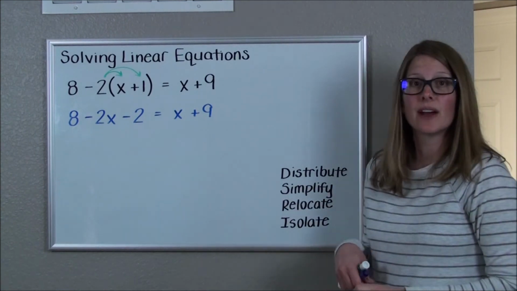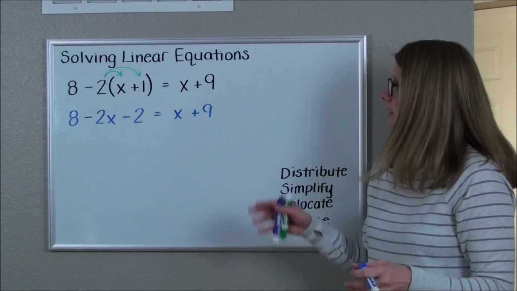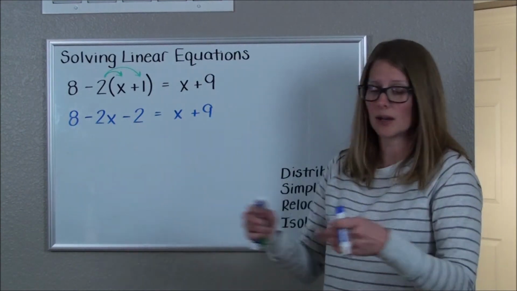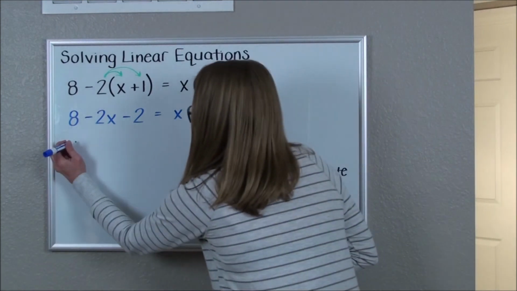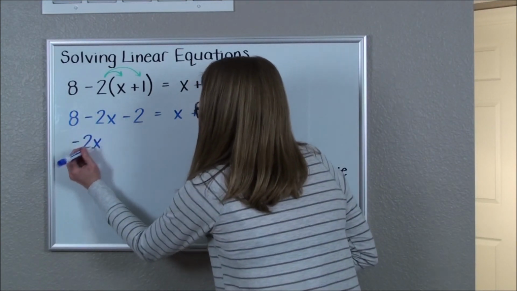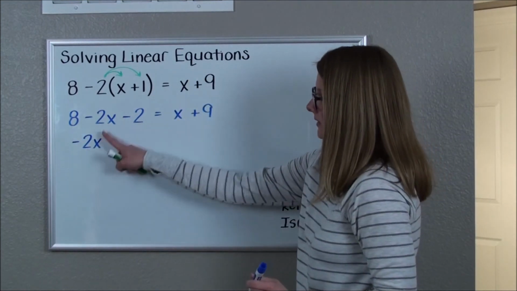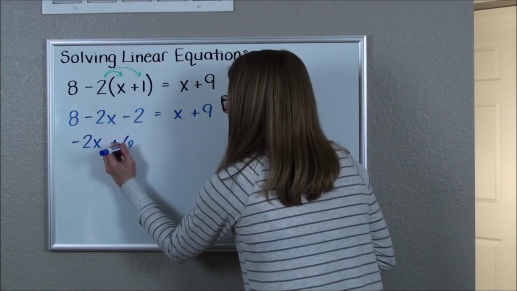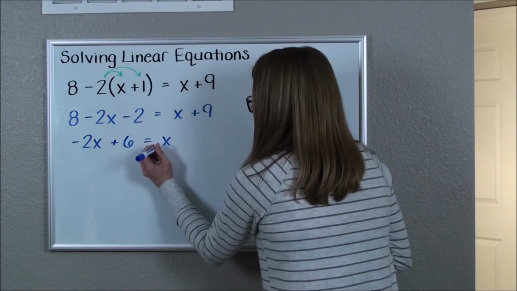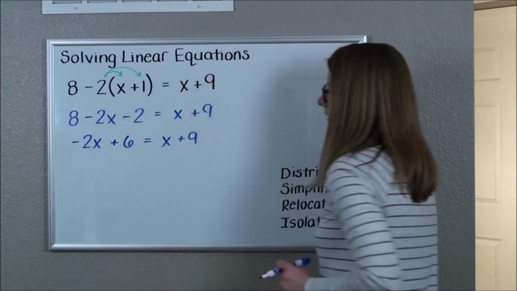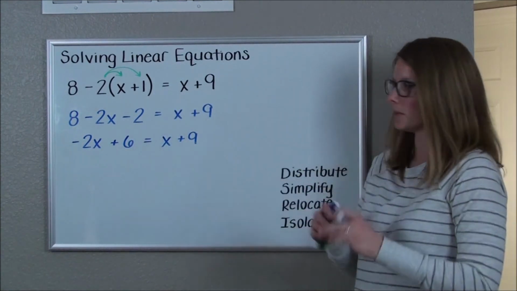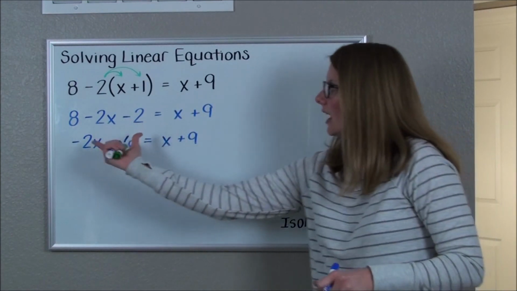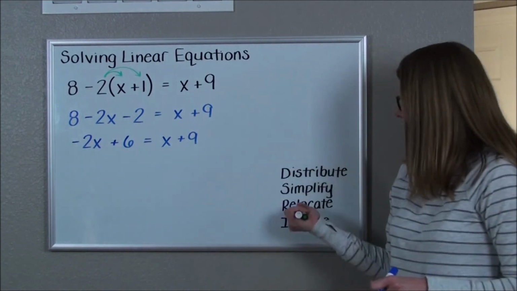Next comes the simplifying. We just want things to be as clean as we can get them. So on the left, notice that we do have 2 constant terms that we can combine. We then have this negative 2x as the only variable term that was on that left side, but the 8 minus 2 combine to give us 6. On the right side, I have no like terms. The letter and the number don't combine, so we leave them separate. So I have removed the parentheses, I've combined like terms, and now I want to relocate.